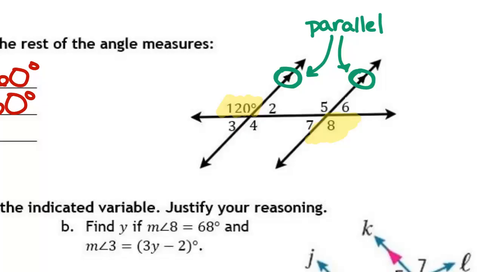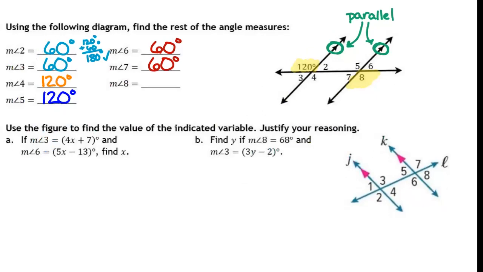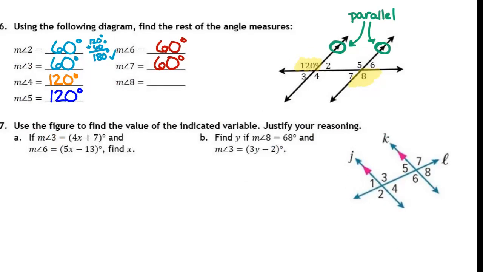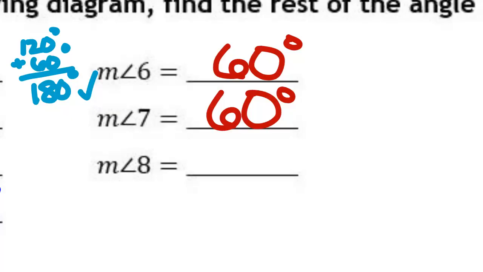Interior, exterior, or one of each? Exterior. Same side or opposite sides of the transversal? Opposite sides. So what do we call these? Alternate exterior. And what's the relationship between alternate exterior angles? Congruent. So how big is angle 8? 120. Nicely done. Very nicely done.